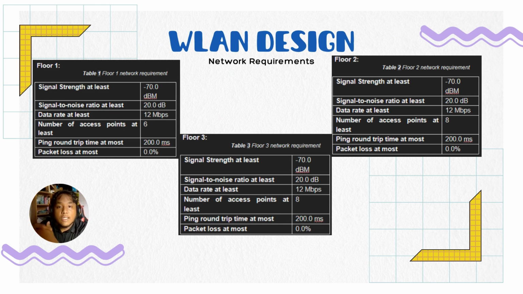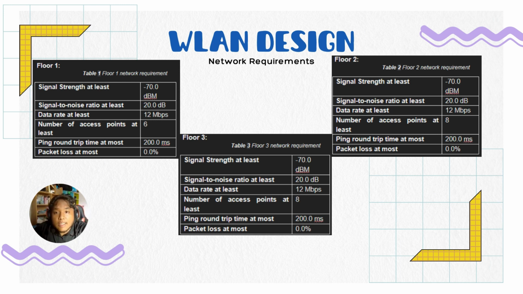Okay, now we are in WLAN design, in network requirements. So this is the floor 1, floor 2 and floor 3 network requirement. We will start with the signal strength. A minimum of at least negative 70.0 dBm ensures a strong and reliable connection for wireless devices. This helps prevent issues like signal drops and low connectivity, and ensures a robust wireless experience.